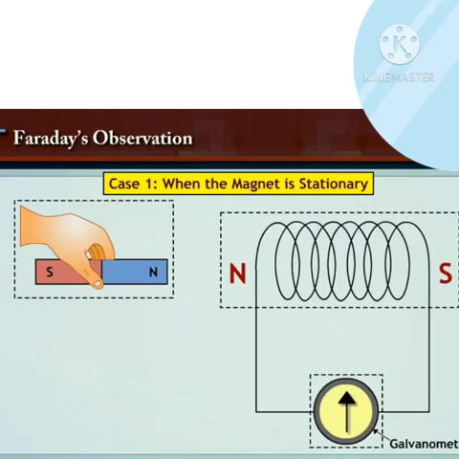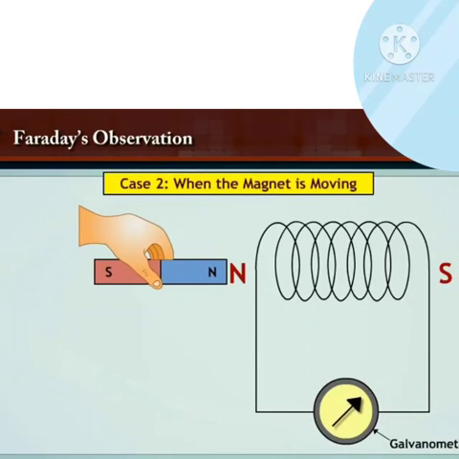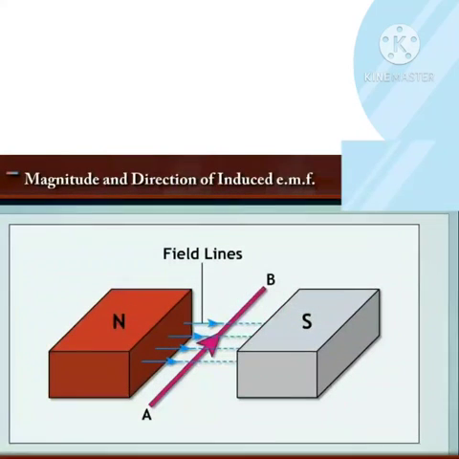So according to Faraday, when there is no relative motion between the magnet and the coil, the magnetic flux within the coil remains constant, and thus the galvanometer shows no deflection. But when the magnet is moved towards the coil, or if it is moved away from the coil, the magnetic flux changes and an EMF, that is electromotive force, is induced in the coil.